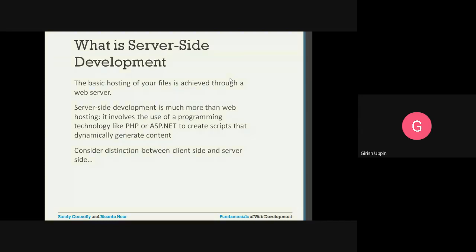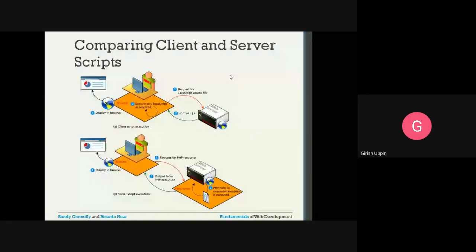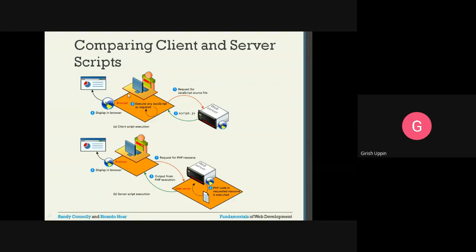Here are the client side and the server side scripts. This one shows the client script execution. For example, we have JavaScript. It will get executed on the browser, and server scripts will get executed on the web servers. So this is the example. Here we have the user. He requests a JavaScript source file, and the server will respond with this JavaScript file. Once the browser receives the JavaScript file, it will execute those JavaScripts whichever are required and display the result in the browser.